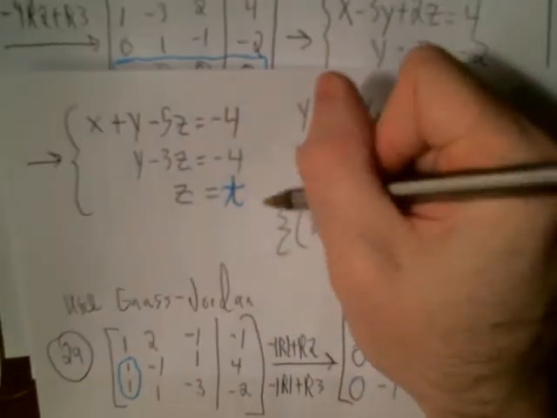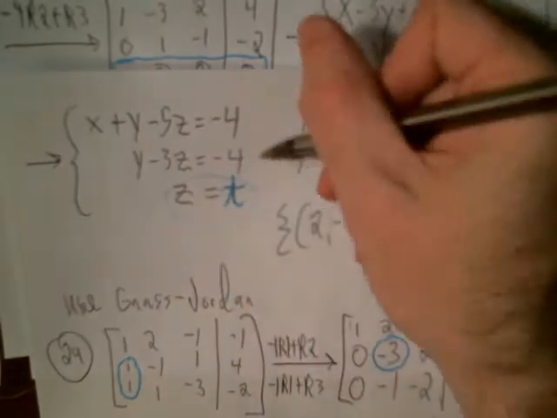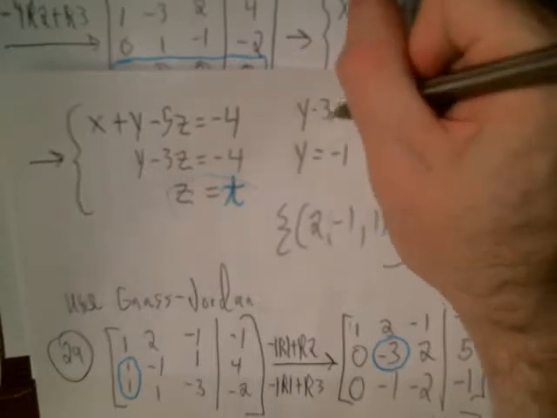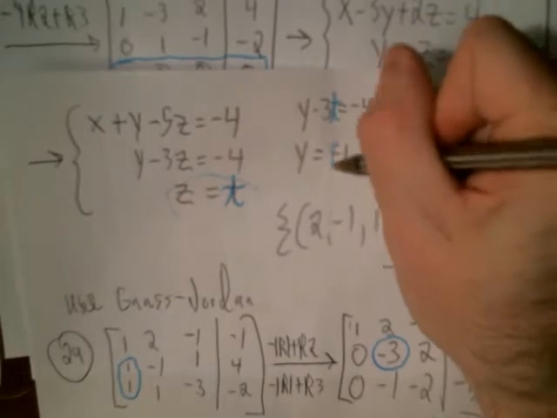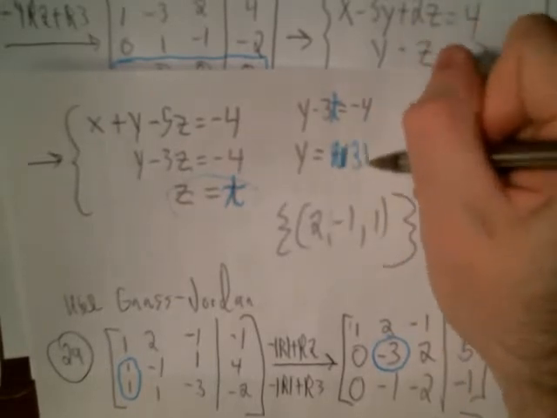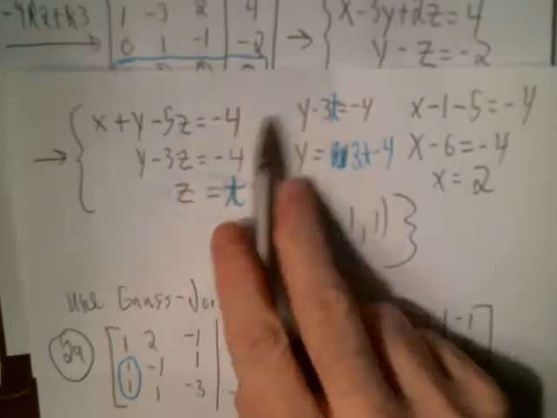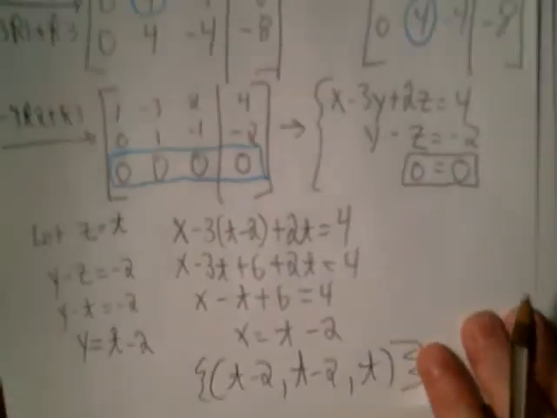And then we do our back substitutions based off of this. So instead of having y minus 3 times 1, we'd have y minus 3 times t, and then solve for y, so you'd have 3t minus 4, and then back substitute these two into this, and you get it in terms of t. Okay, so hopefully you can somewhat stomach that idea.